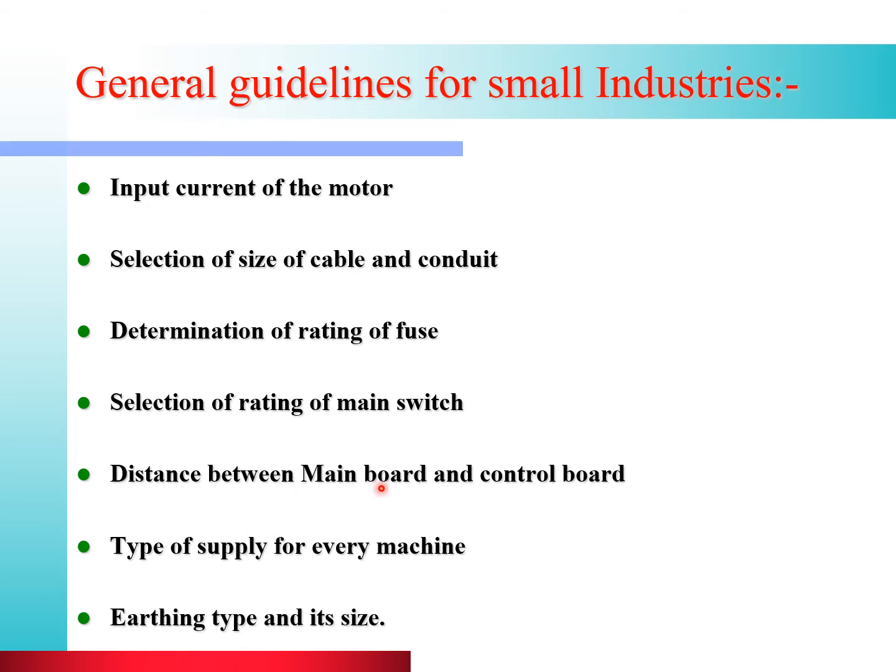Then, the distance between main board and the control board. Then, the type of supply for every machine, either single phase, three phase or DC supply. Then, the earthing type and its size, whether it is pipe earthing or plate earthing, depending upon the motor rating, you have to decide. So these are the general guidelines for designing the small industrial plan.